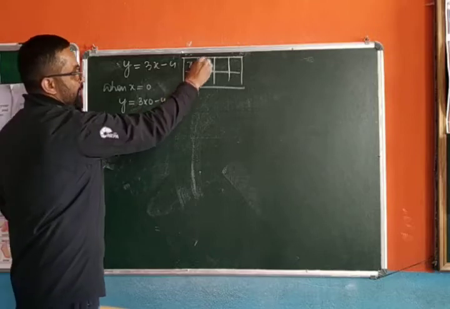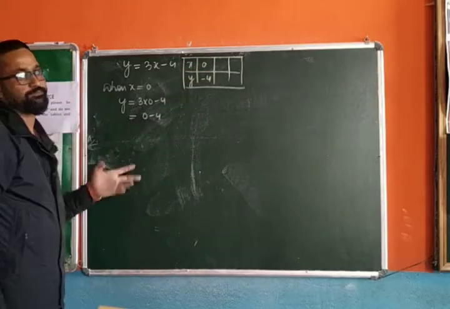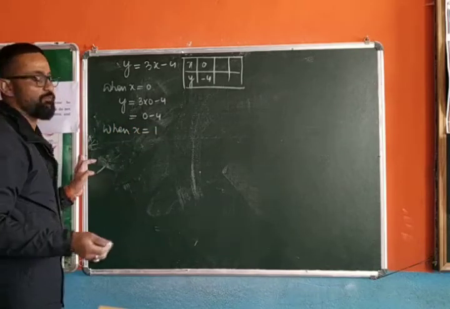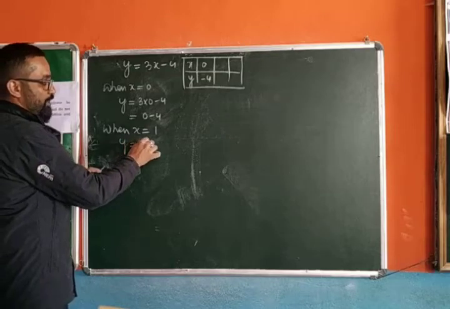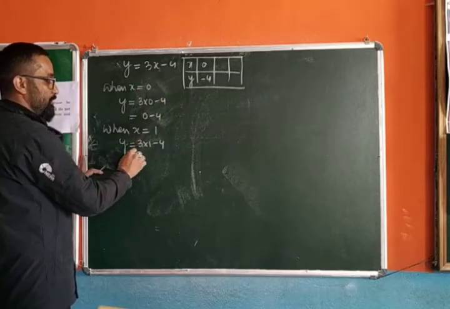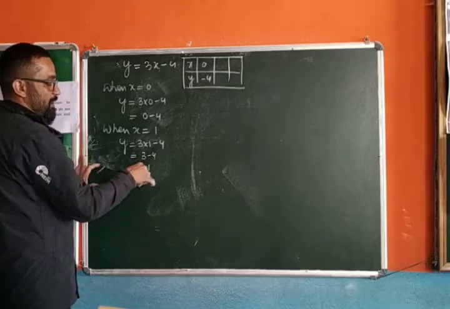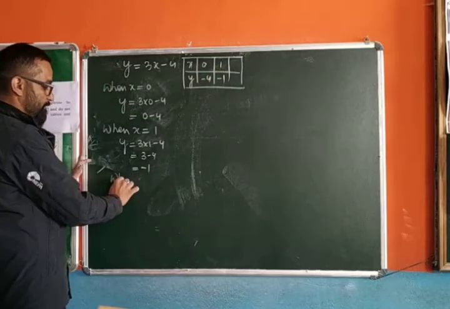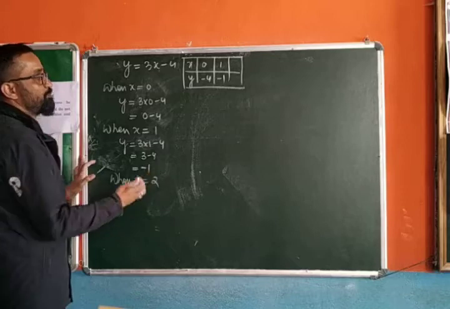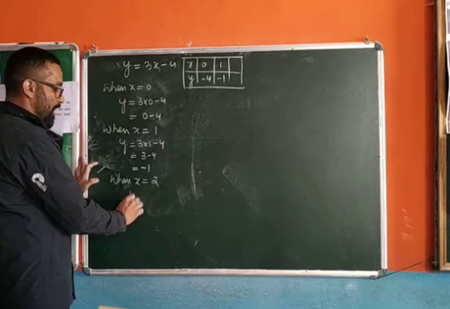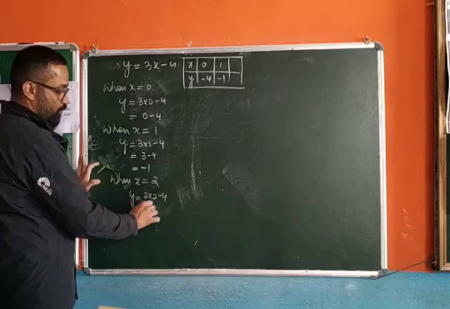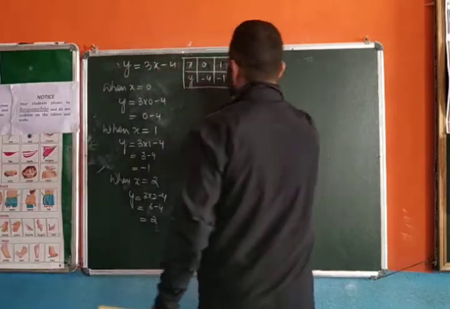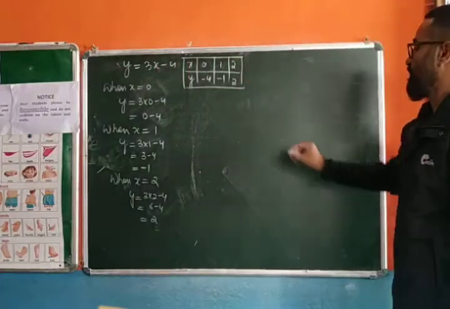0 minus 4. So when x is 0, y is minus 4. Second calculation, suppose I take x equals 1. y equals 3 into 1 minus 4. You have to substitute in this. 3 minus 4, which equals minus 1. So when we take 1, y comes minus 1. When x equals 2, y is equal to 3 into 2 minus 4. 6 minus 4 equals 2. So when we take x as 2, y also comes 2.